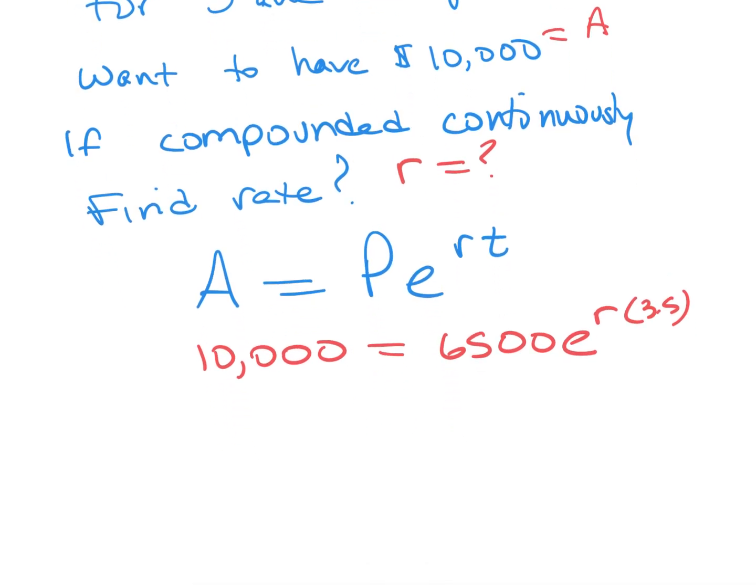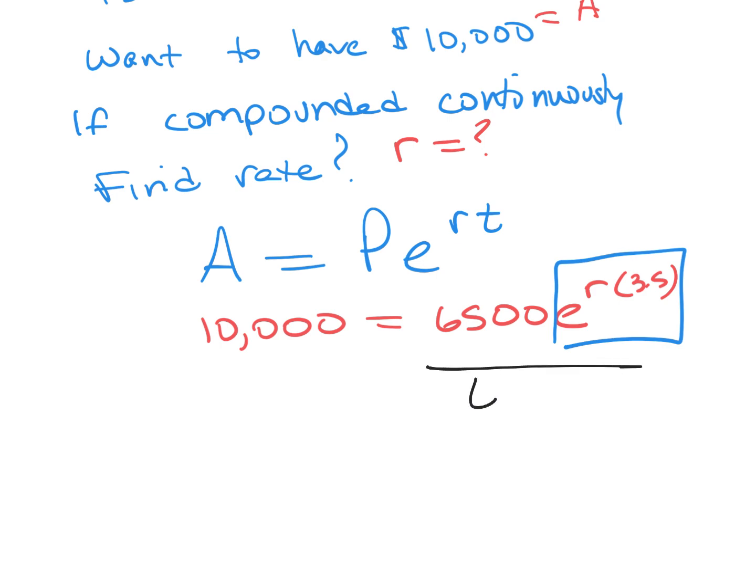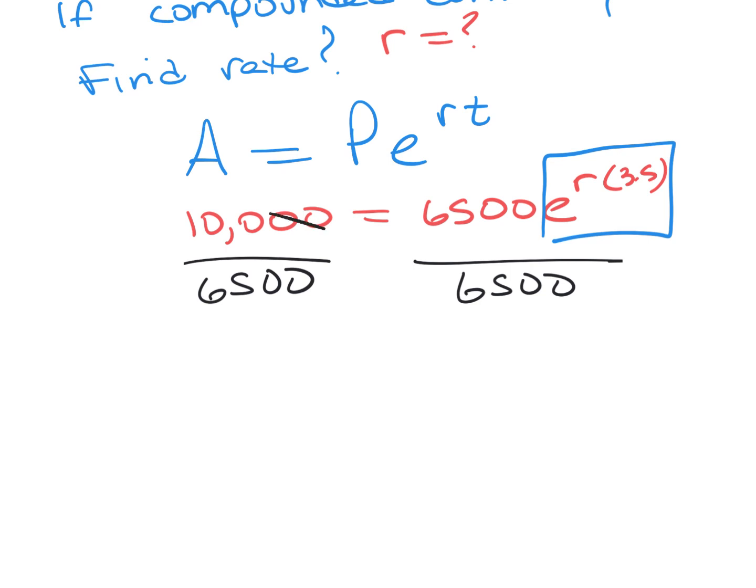So now I can do this 2 ways. I can either convert it from exponential into log, or I can take the log of both sides. But you need to isolate the exponent first. So what I'm going to do is divide both sides by 6,500. Chop off some zeros here, but you're using a calculator. So now it's 100 over 65 is equal to E to the 3.5R power.